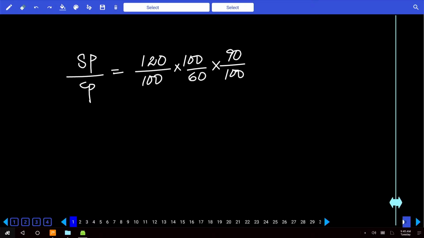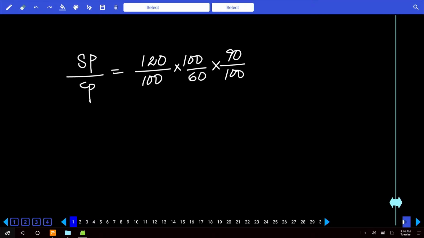Second time, what are you doing? You are selling, and cheating by 40%. You are selling it to me, so you will collect money from me first. How much are you collecting? 100 rupees. And cheating by 40%. Then how much will you give me? So you are getting 100 but giving only 60.